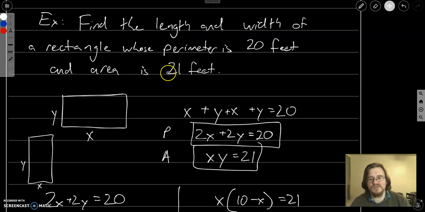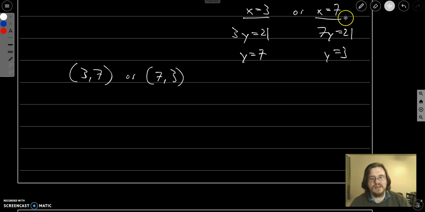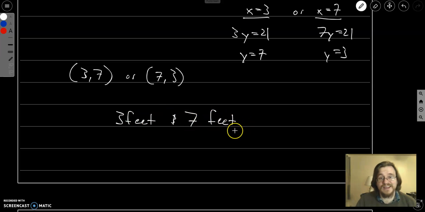So what are the length and width of a rectangle whose perimeter is 20 feet and area is 21 feet? The length and width are 3 feet and 7 feet. It doesn't really matter which one is the length and which one is the width.